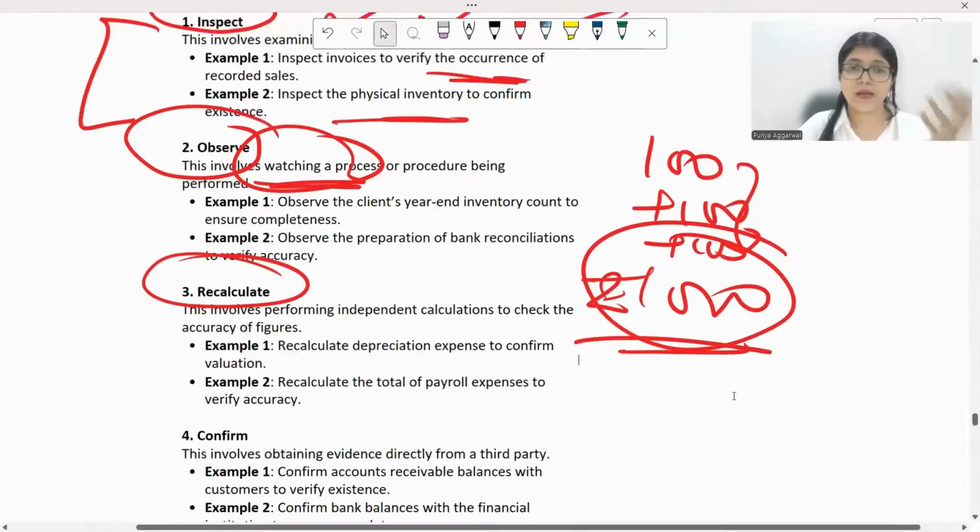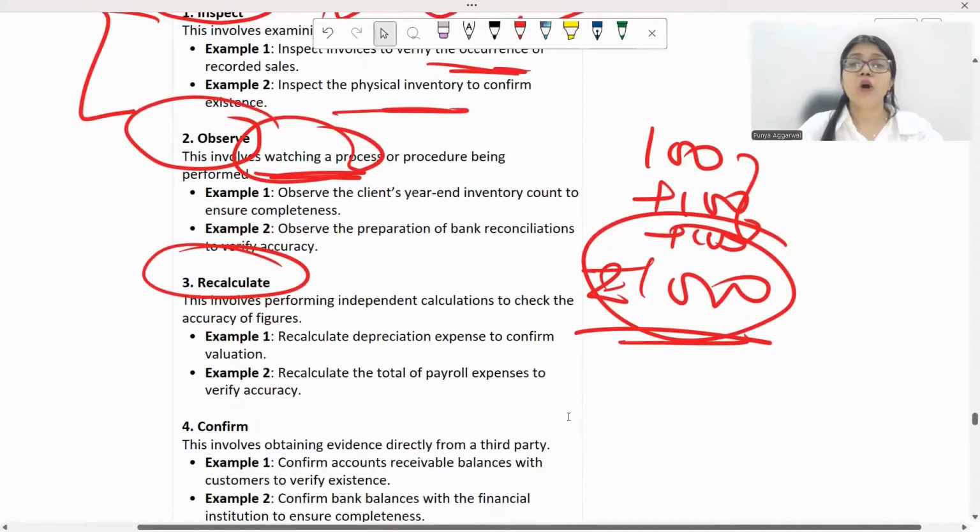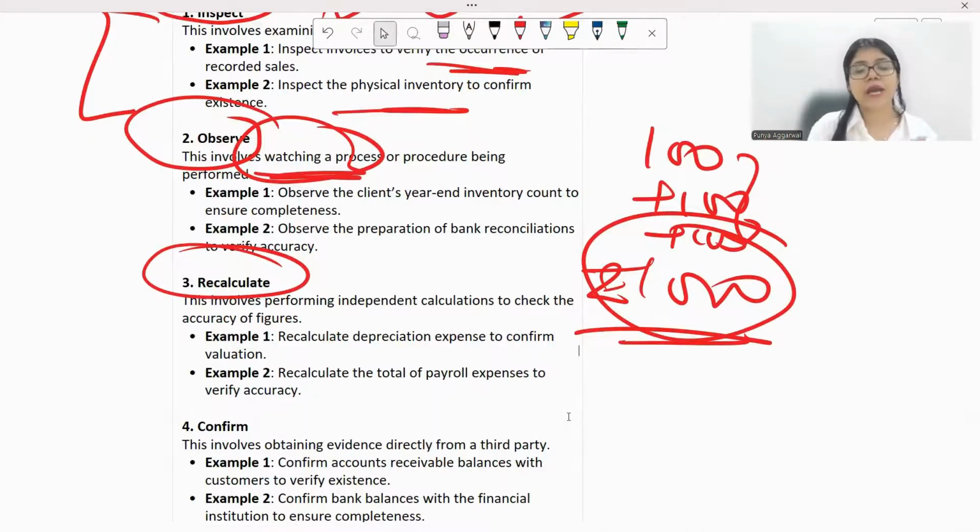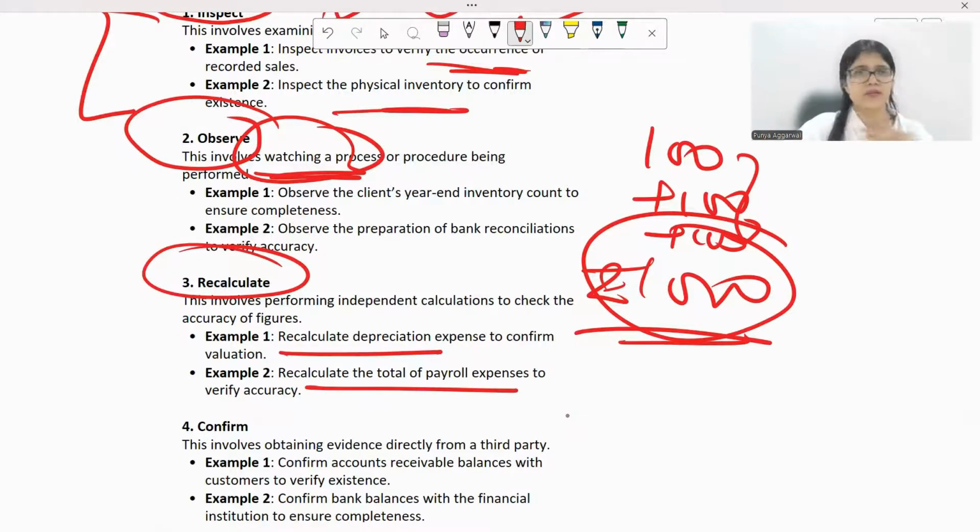So that is again an independent calculation you're doing, but the auditor is on its own also checking. For example, when you people send me your copies, and you have made some calculations, I recalculate to see whether your amount is coming right or not. So similarly, recalculate the depreciation expense, recalculate the total of the payroll expenses, same thing.